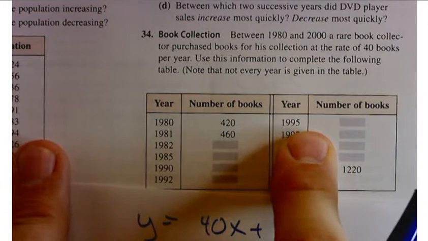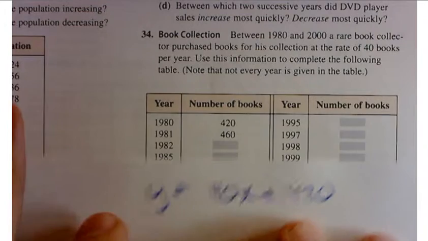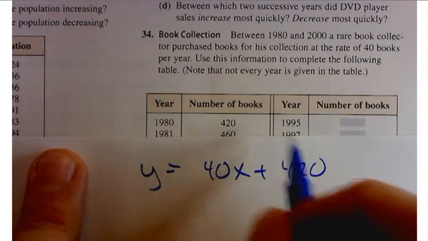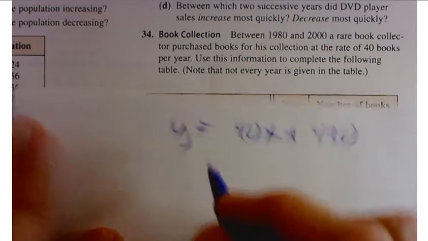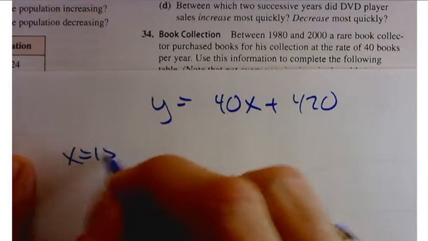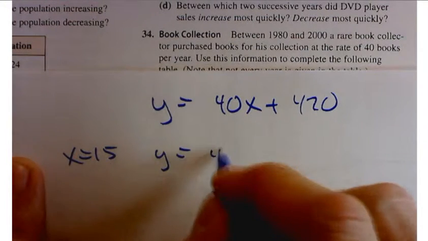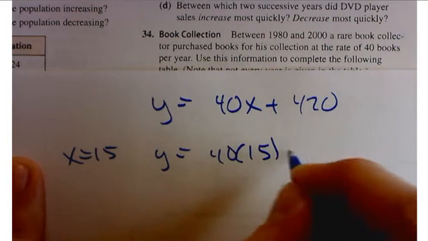So y would be 40 times 15 plus 420. 600 plus 420 is 1,020. So it'll be 1,020 books in that year. But notice what we're taking advantage of. We're taking advantage of the average rate of change, which is 40. And that's the slope of your linear equation.